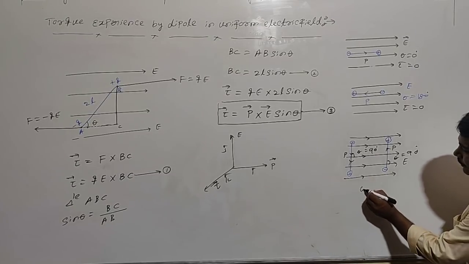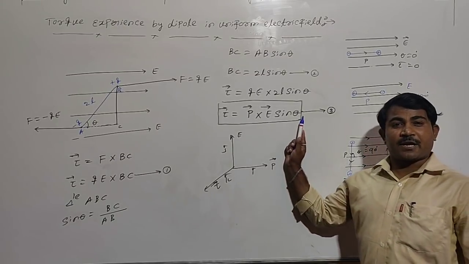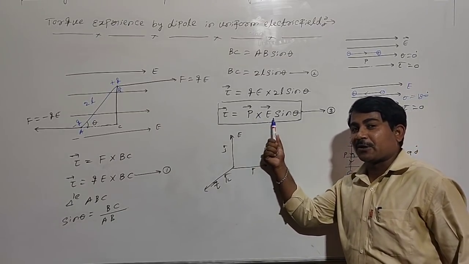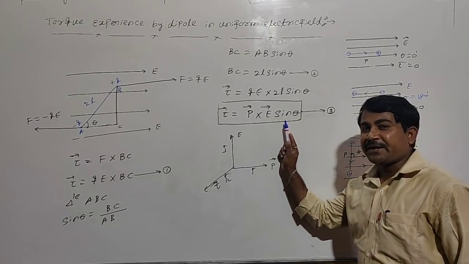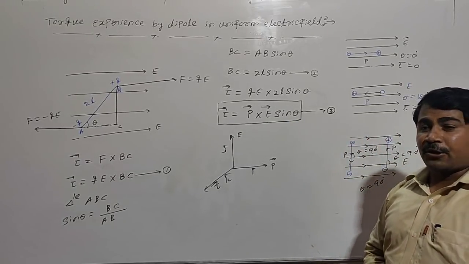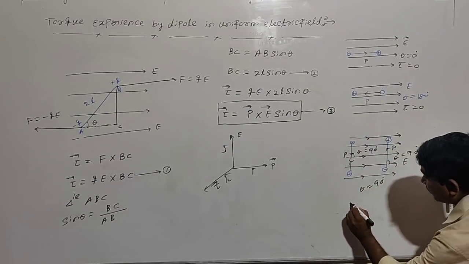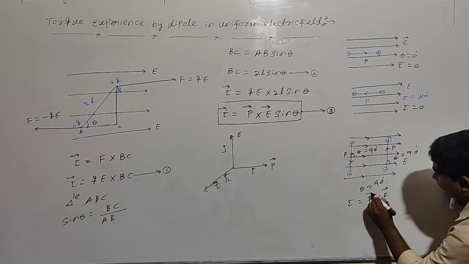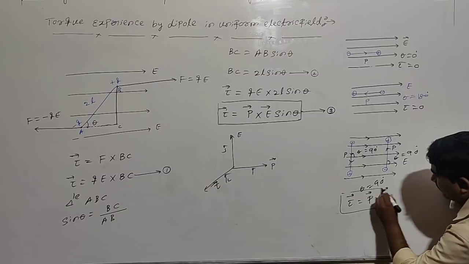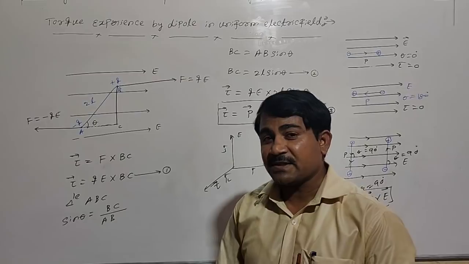So, if theta equals 90 degrees, then come to this equation again. Torque is equal to P cross E sin theta. If theta is 90, sin 90 is 1. Right? If sin 90 is 1, then what is remaining? Tau is equal to what value? That is P cross E.